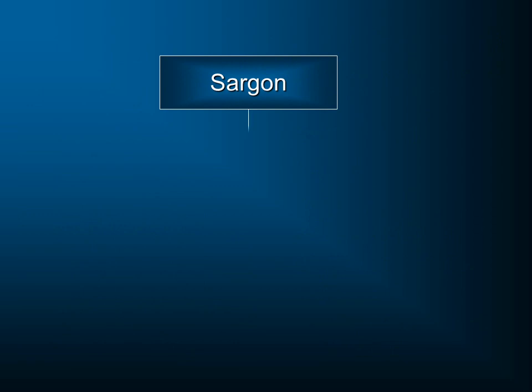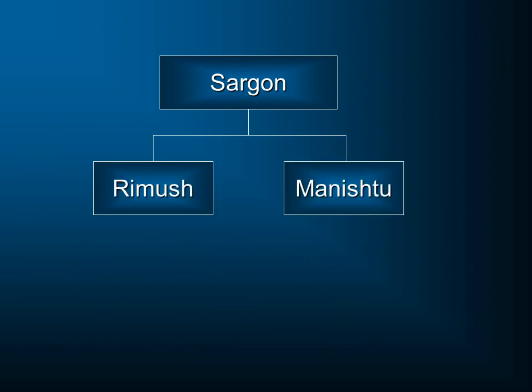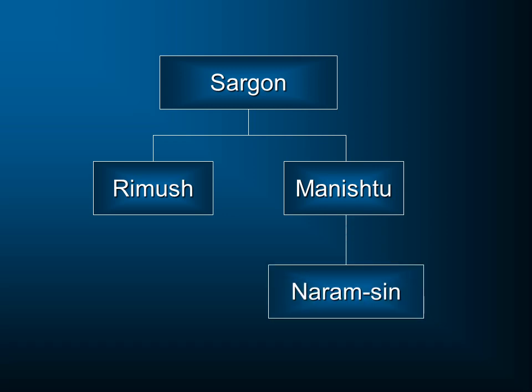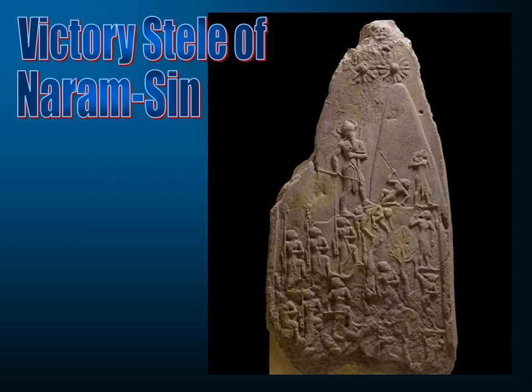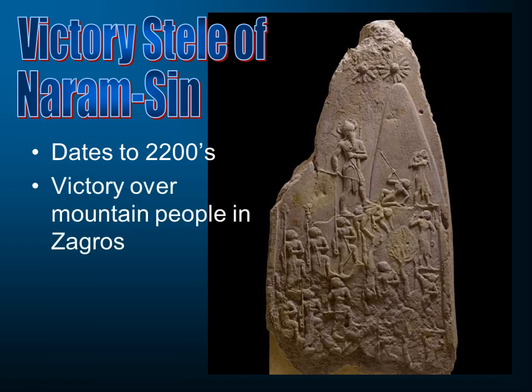Now, from Sargon, we get his two sons, Rimush and Manishtusu. I'm not going to speak about them, but I want to speak about his grandson, Naram-Sin. The victory stela of Naram-Sin dates to the 2200s BC, so very old, dating to the time when he lived. It celebrates his victory over the mountain peoples in the Zagros Mountains, and you can actually see the mountain on the right side of the stela.